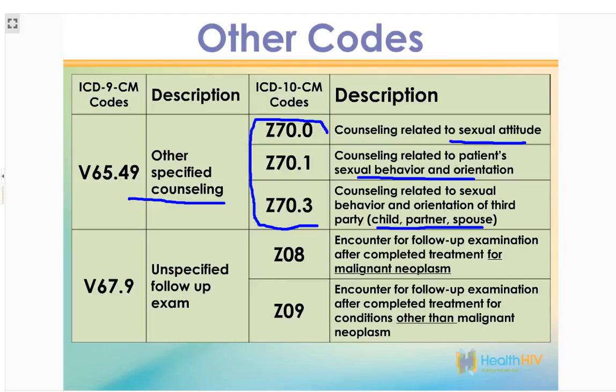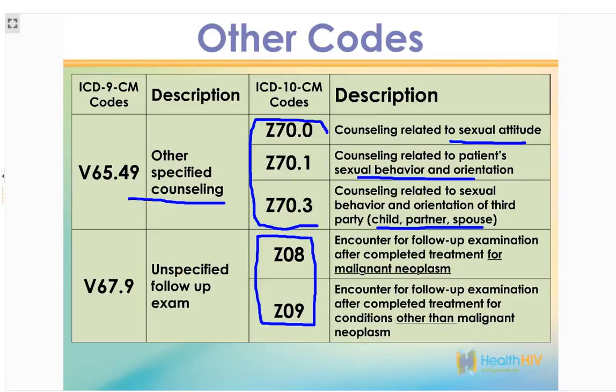The unspecified exam code has been clarified in ICD-10, and it maps to 2 codes. If you have a patient that's coming in for a follow-up visit, let's say you're writing in the chart that the patient had a medical condition, but that condition is now resolved. You would report your Z09 code, and in addition, report the diagnosis code that reflects whatever that medical condition was that was under treatment.